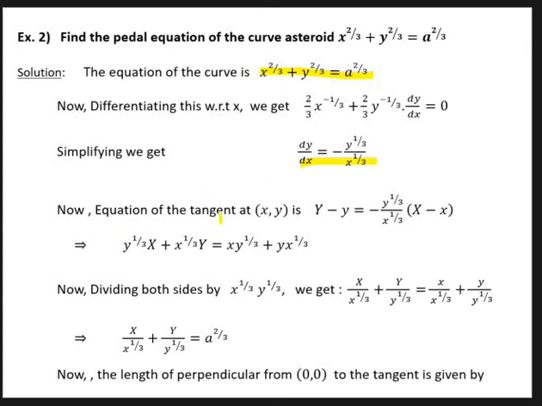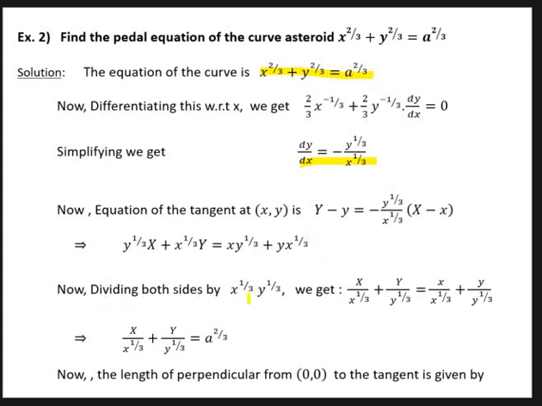Now the equation of the tangent, let us consider at the point x, y, that is capital Y minus y is equal to minus y to the power of 1 by 3 by x to the power of 1 by 3 of capital X minus x. Simplifying this, we get y to the power of 1 by 3 X plus x to the power of 1 by 3 Y is equal to x y to the power of 1 by 3 plus y x to the power of 1 by 3.